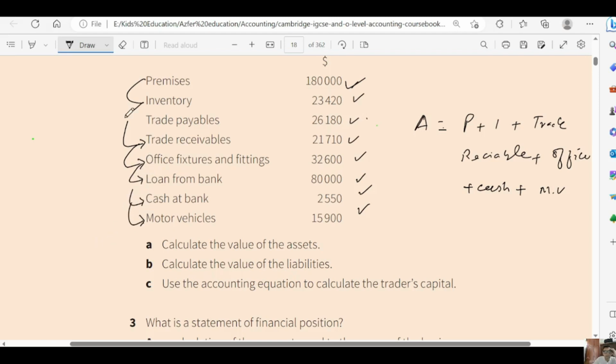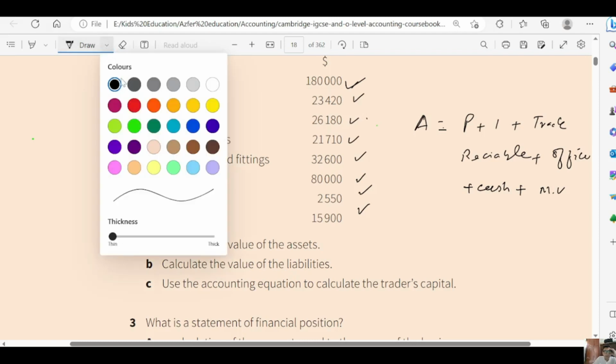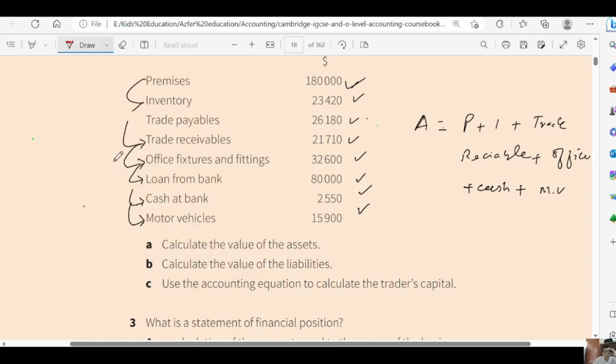Okay, so liabilities I will show with the red. Liabilities: trade payable, we have to add 26,180. Loan from bank, this is also a liability, so we just have to add these things.